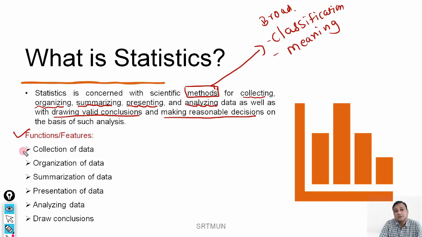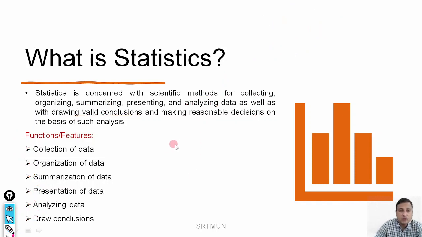Statistical methods help us in the collection of data. These methods help us in organizing our data. These methods help us in summarizing our data. They help us in the presentation of our data. They help us in analyzing our data, and they help us to draw fruitful conclusions. So it was all about the meaning and functions or the features of statistical methods.